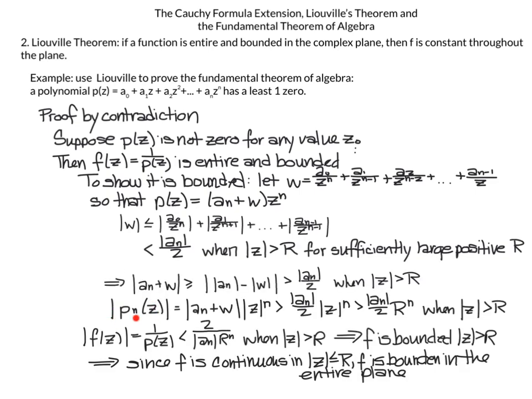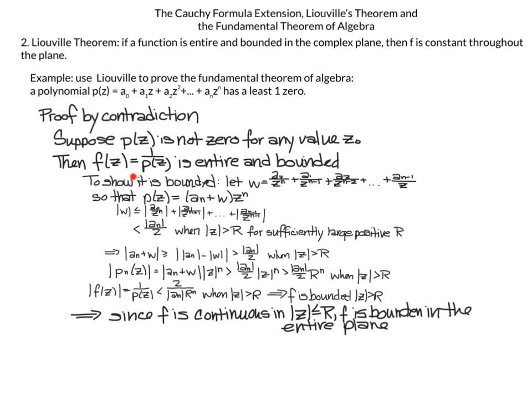Which means when I look at the modulus of p of z, I have the modulus of a n plus w times z^n, simply from this equation here, taking the modulus of everything, which is going to be greater than modulus of a n over 2 times modulus of z^n, which is greater than modulus of a n over 2 times R to the n, when modulus of z is greater than R. Which means then modulus of f of z is equal to 1 over p of z, which is less than 2 over modulus of a n R^n when modulus of z is greater than R, which means that f now is bounded when z is greater than R. And since f is continuous for modulus of z less than or equal to R, and it's also bounded for z greater than R, f is bounded in the entire plane.